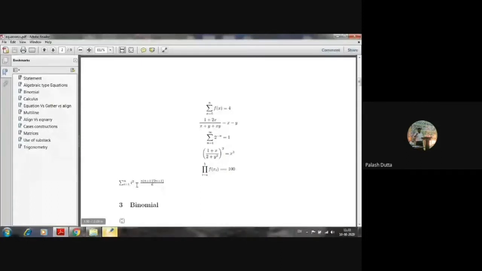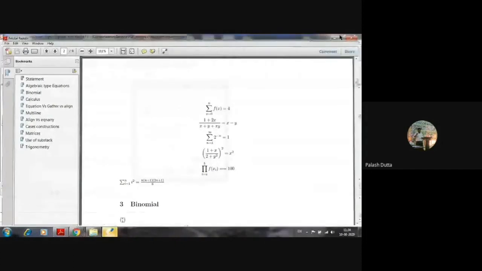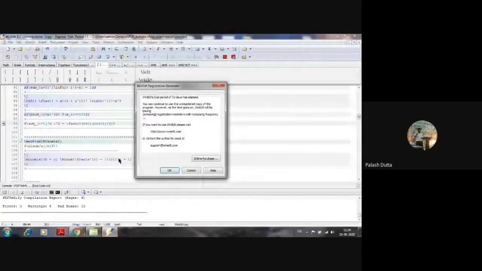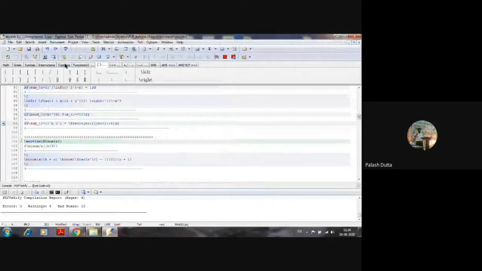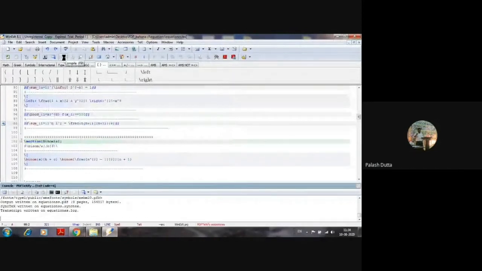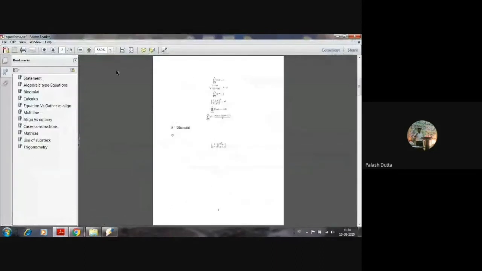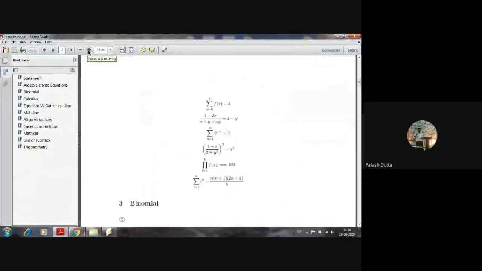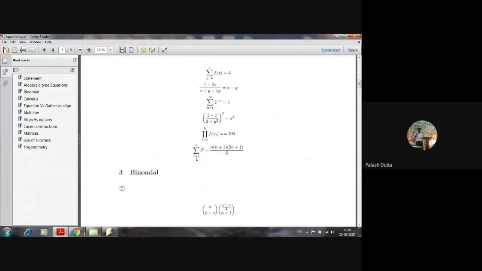If we use double dollar here, then you see the difference. See, now i goes from 1 to n, it is under this summation symbol, and it is on this summation symbol, right? This is the difference we can observe.